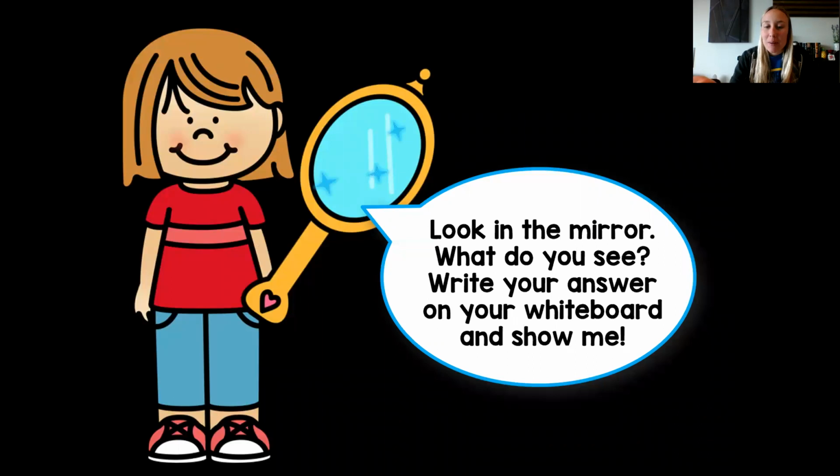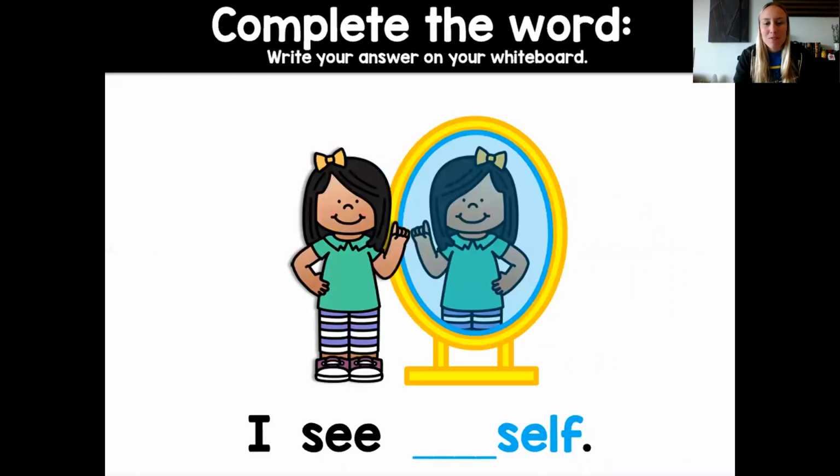Now, when you look in a mirror, what do you see? I want you to write your answer down, or if there's an adult next to you, you can tell them yourself. What do you see when you look in a mirror? Did you say myself? Hopefully you did. So we're going to look at a few different words here. I need you to help me fill in the blank on these sentences. You can write these down on your paper.